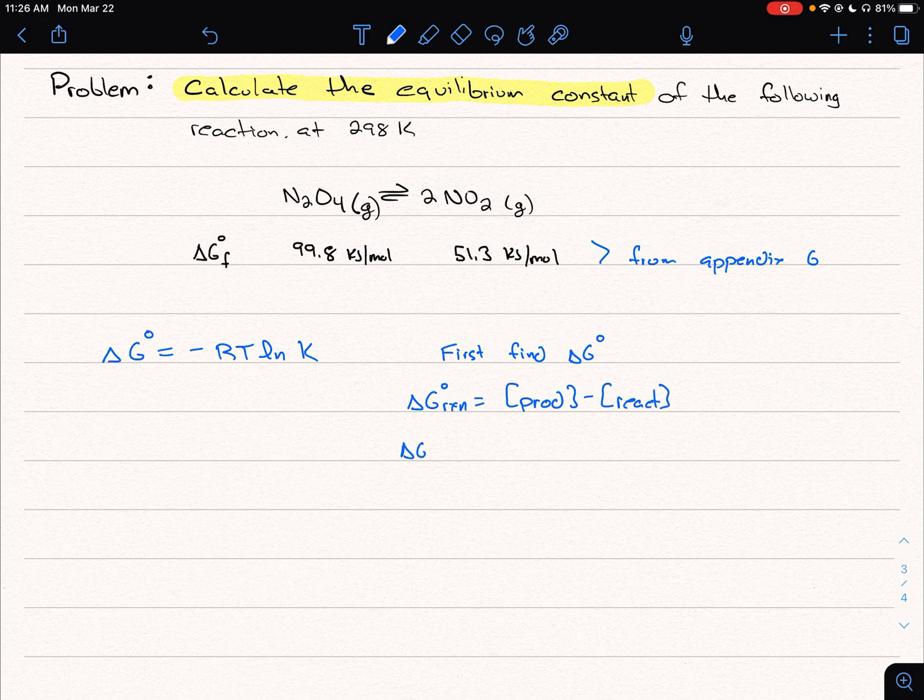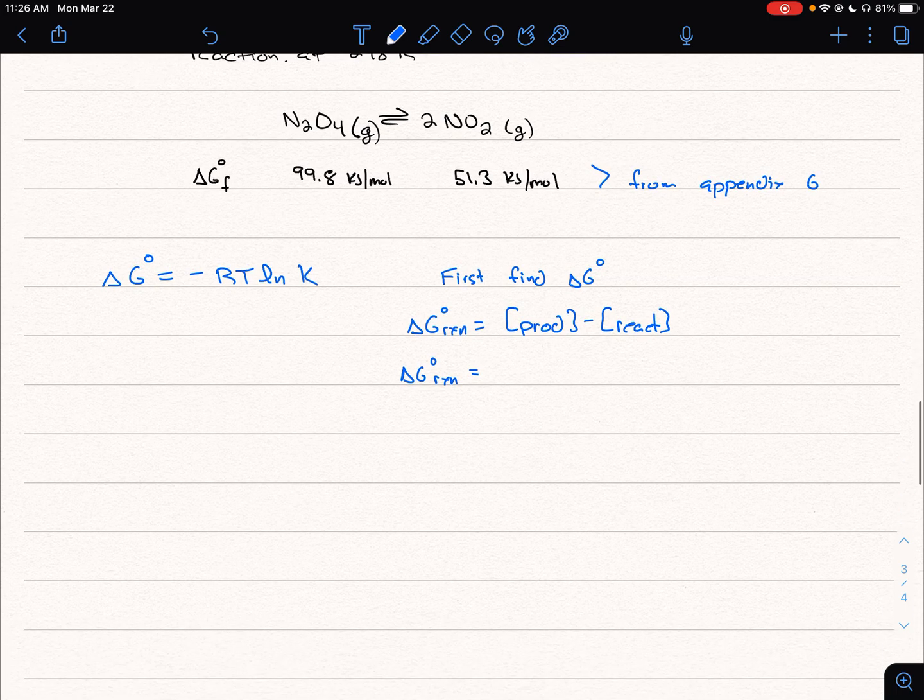And so delta G naught of our reaction is going to be our products. We have to pay attention here. There's two NO2s, so 2 times 51.3 kilojoules per mole, minus our reactants, which is just going to be 99.8. There's only one of them. And so we can plug that into our calculator, and we're going to get delta G of our reaction ends up being 2.8 kilojoules per mole.